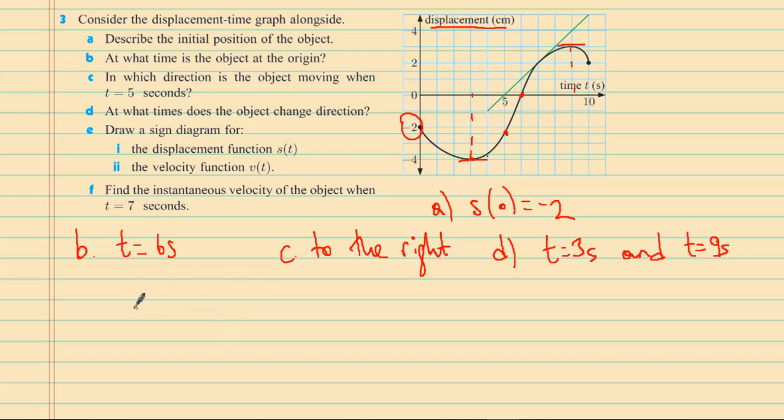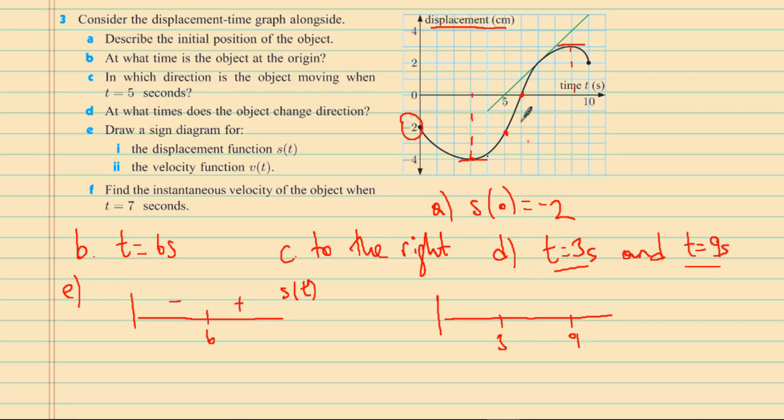For displacement, the sign diagram is: at time 6 you change from negative to positive. For the velocity, we change direction at 3 and 9. So the roots are 3 and 9, and from the gradient we know the velocity is positive here, and negative here, and negative here.